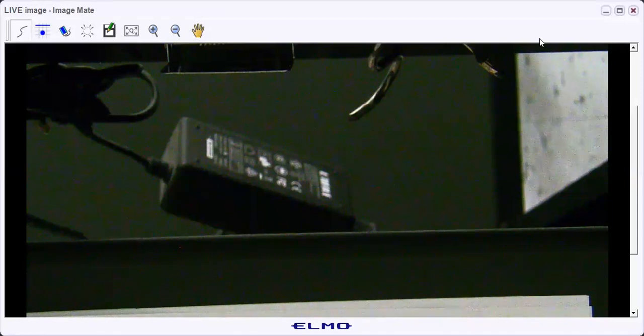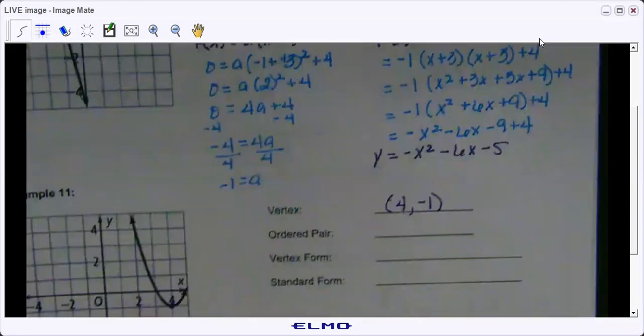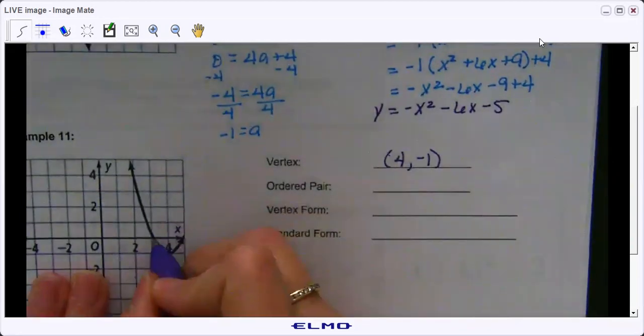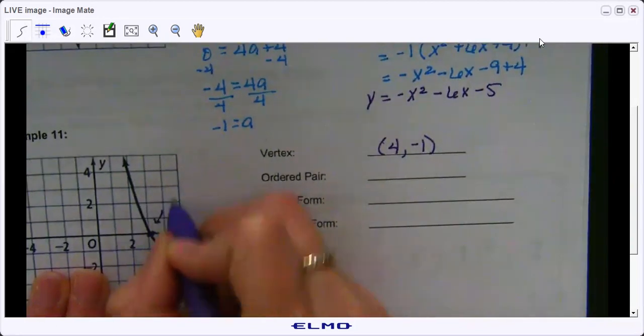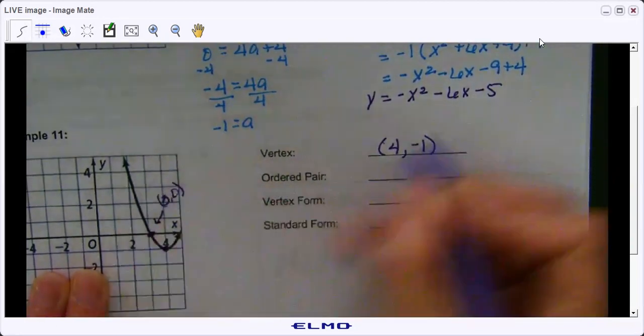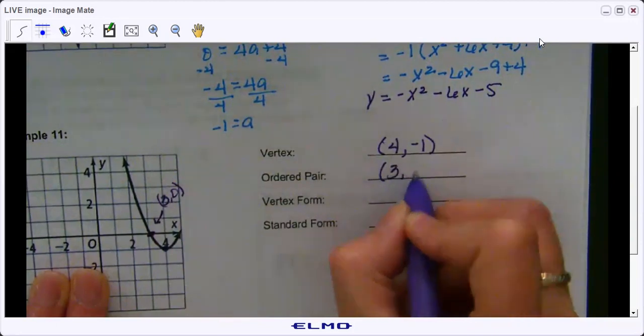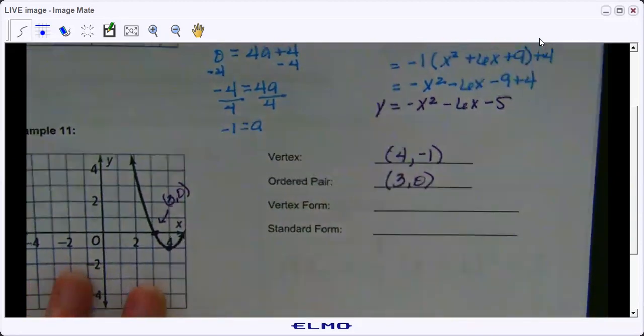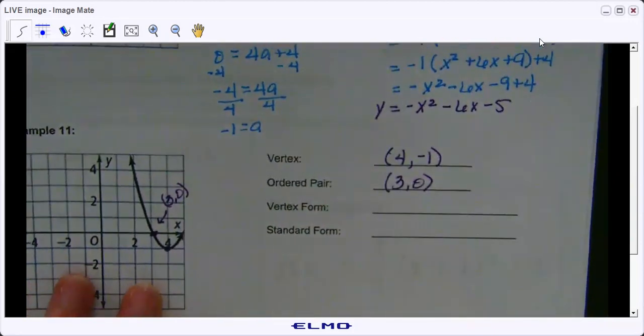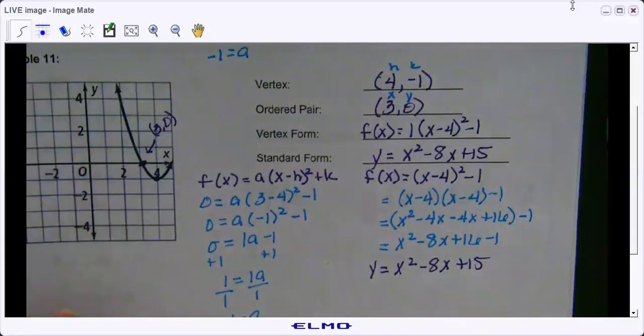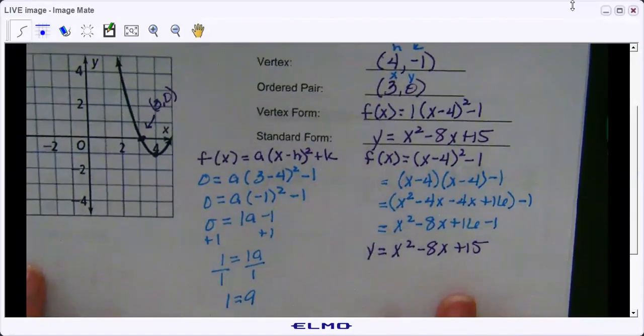Real quick, before we move forward on this, what ordered pair do you guys want to choose for the vertex form? (3, 0). (3, 0) would probably be the better choice. So I'm just going to scroll down here a little bit. I'm going to choose this one right here and put that right here. Okay. All right. Now you can finish on your own. When you're finished, go ahead and check your answer.